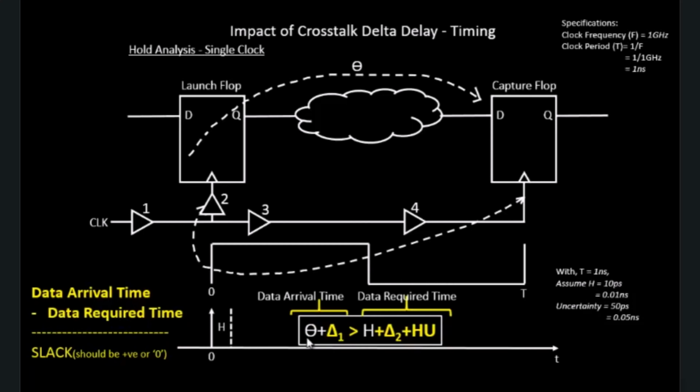Basically, data arrival time is greater than data required time, so it meets hold. Now what we have to see is, when we introduce crosstalk over here, how does that impact the left hand side of your equation? Let's bring the crosstalk part over here.